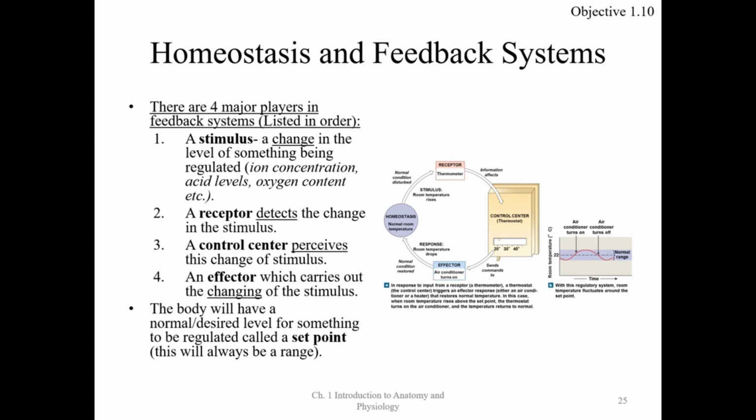Or, in this case, the air conditioner shown on the screen. If we set it to about 71 degrees and the room heats up because it's hot outside during the summer, the air conditioner comes on and cools the room down, and it fluctuates. Now, this is what happens with fluctuations. The stimulus is a change, like the change of the temperature of the room. The receptor would be the thermometer that detects the change of the stimulus. The control center perceives it, and the effector carries out the changing of the stimulus. That would be, for example, an air conditioner or a heater in your house.